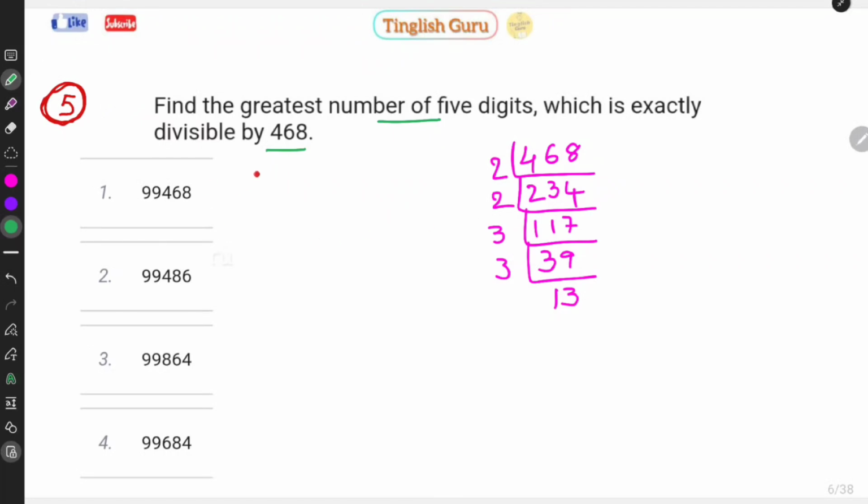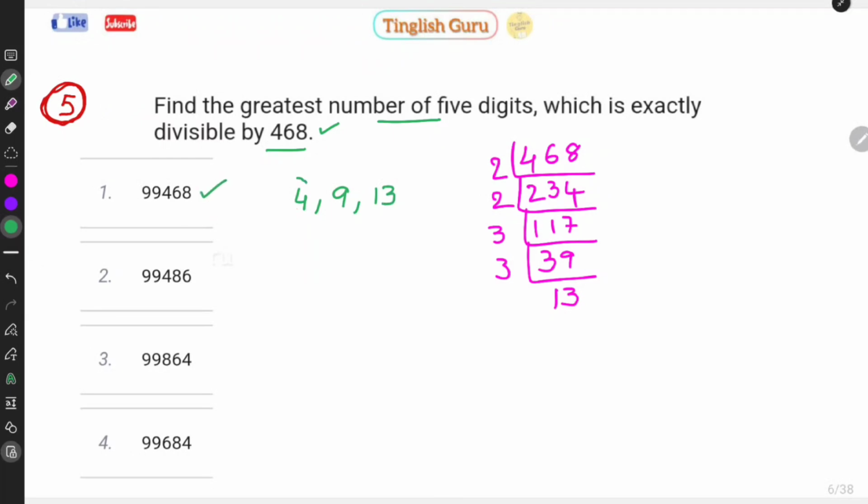In order to solve this question, first of all factorize 468, that is, factorizing with prime numbers. So with 2, 234, and again using 2, 117, and again 3, 39, and again 3, 13. So finally we got two 2s, that is 4, and two 3s, that is 9, and 13. So in this question we have to approach with options.